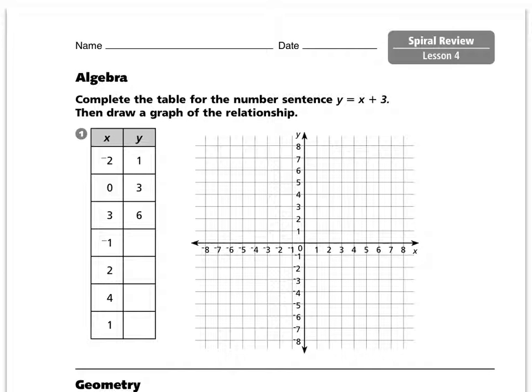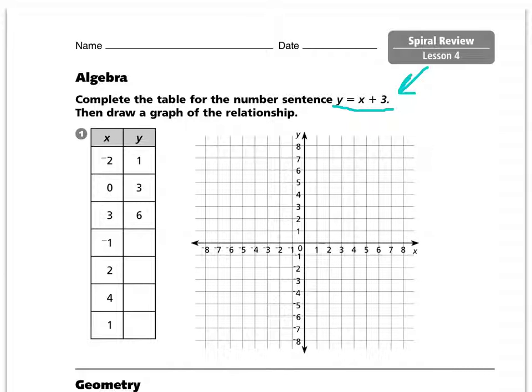Let's look at Chapter 13, Lesson 4 Review, Algebra. Complete the table for the number sentence y equals x plus 3. So you're going to use that rule. Then draw a graph of the relationship. So if you look at your numbers, you're going to plug and chug into the number sentence they provided you.